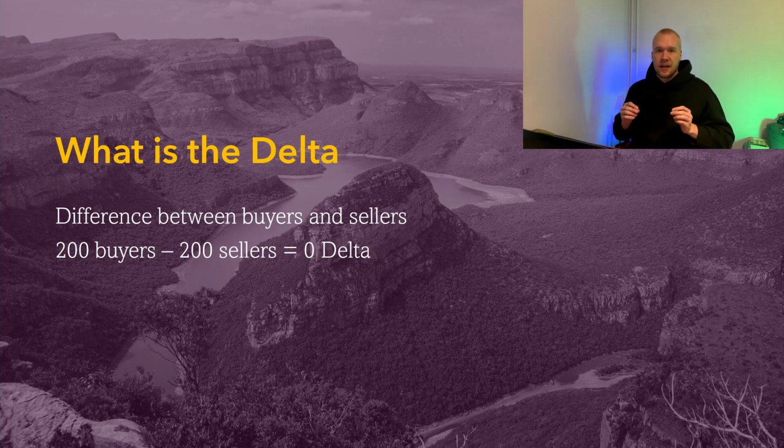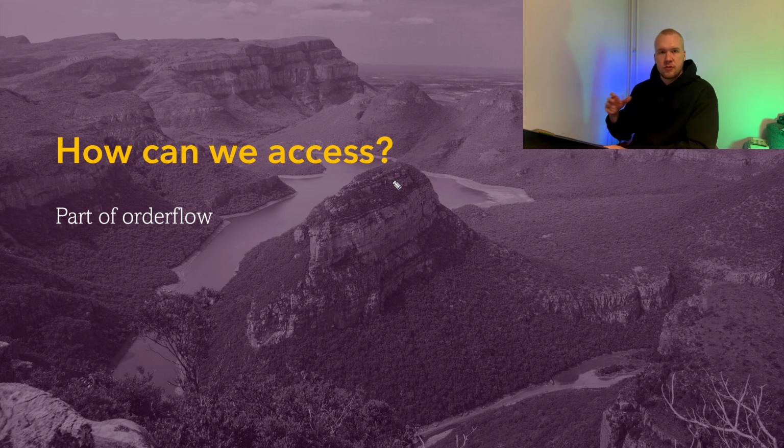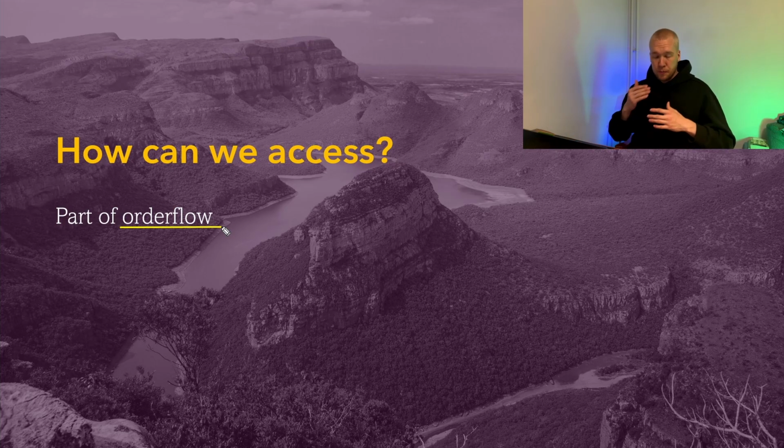And a cumulative delta is, as the name suggests, a cumulative number where all the previous deltas are added together, and that is what gives us the cumulative delta number. So then the next question is, how can we access this cumulative delta? Now it is a part of order flow, and order flow typically is under some kind of subscription. You have to pay for it. I don't know any trading platforms that offer order flow tools for free. There might be some, but I don't think they are very high quality. If you want to use the best tools, you'll have to pay.